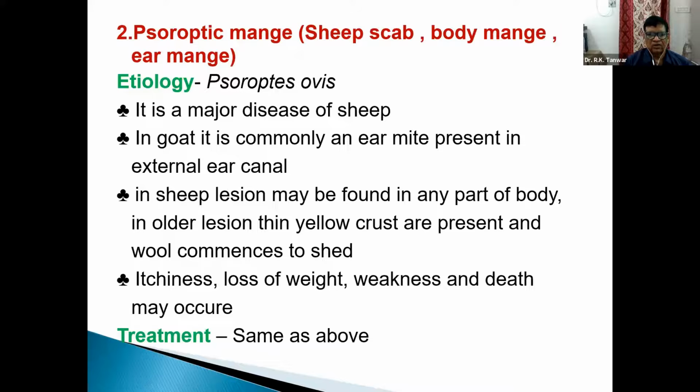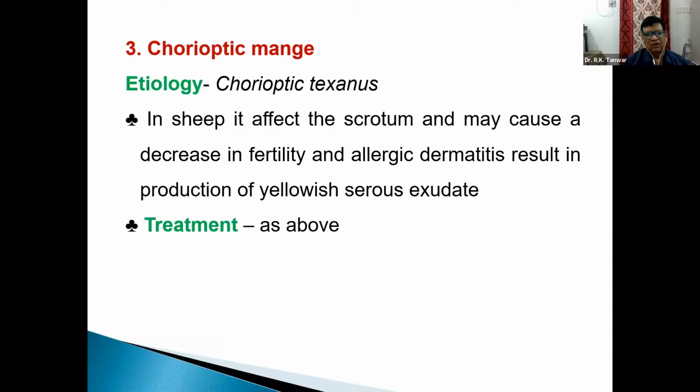Etiology: Psoroptes ovis. In goat, it is commonly an ear mite present in the external ear canal. In sheep, lesions may be found in any part of the body. In the older lesion, thin yellow crusts are present and wool commences to shed. Itchiness, loss of body weight, weakness, and death may occur. Treatment as for sarcoptic mange.